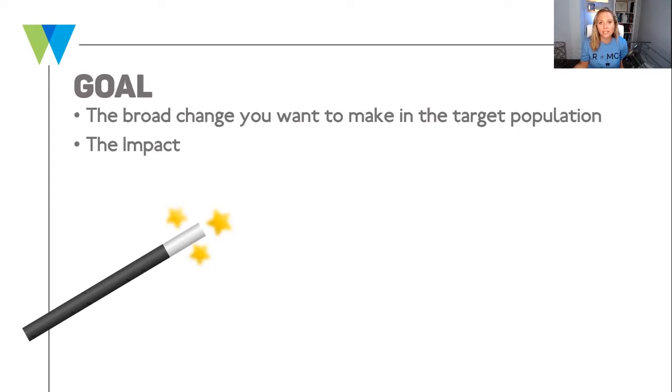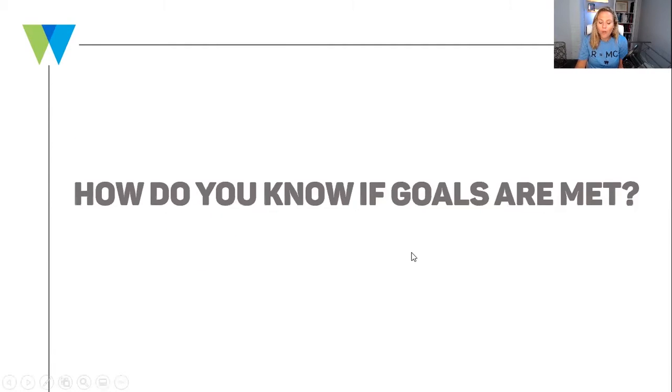What's the wish you'd like to make for the context or the people that are living there, to service them better? How can you service your target population better? What change would you like to see? Well, let's say we want to improve the quality of life amongst elders with dementia. How do we know if that has been met?